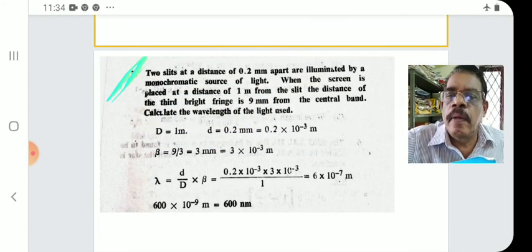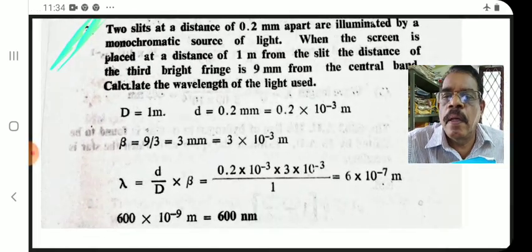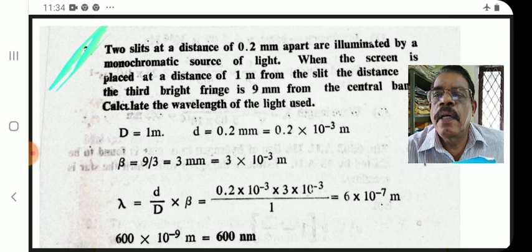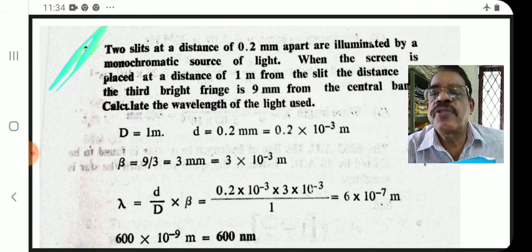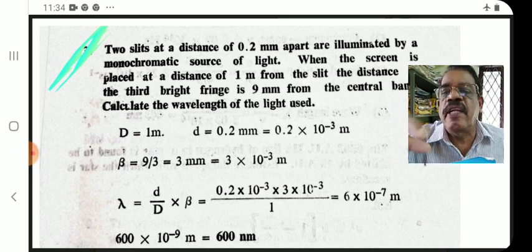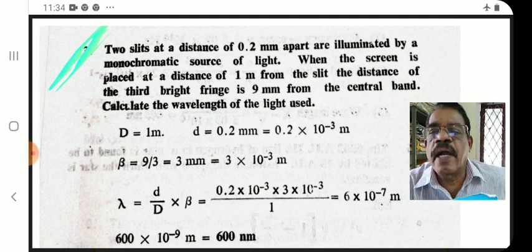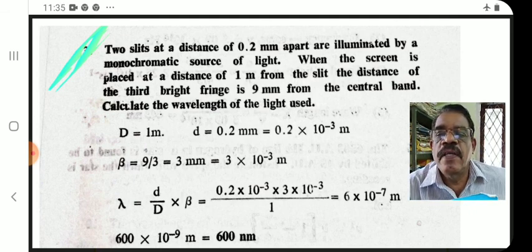Next problem. Two slits at a distance 0.2 millimeter apart are illuminated by monochromatic light source. When the screen is placed at a distance of 1 meter from the slit, the distance of the third fringe is 9 millimeter from the central band. Calculate the wavelength of light used.